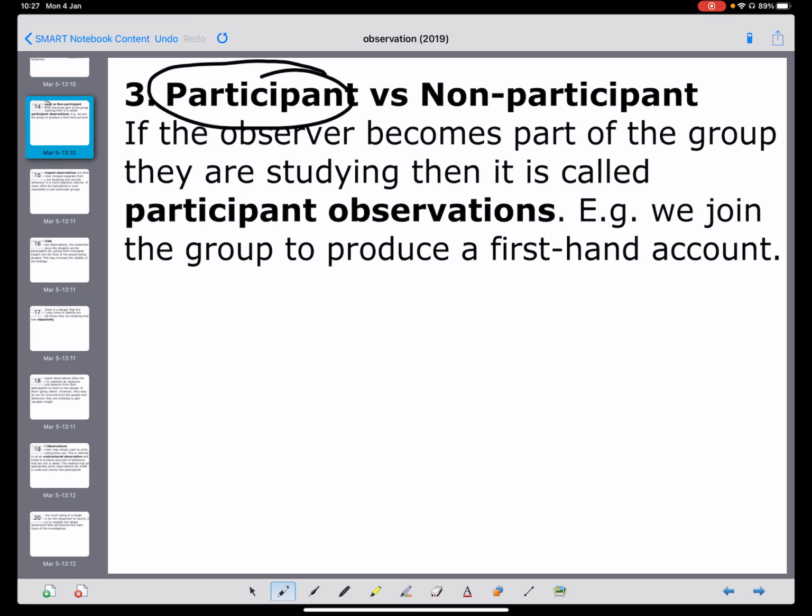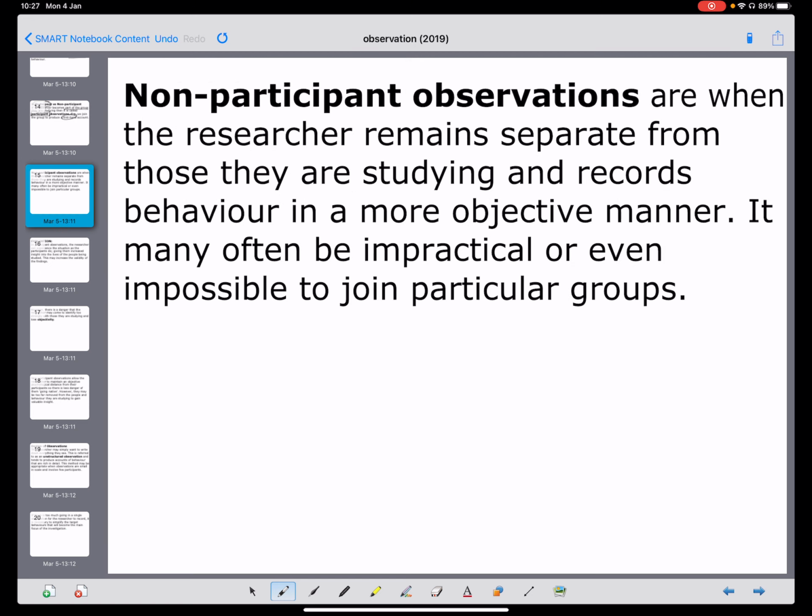So if you become part of the group, you're the participant observer. I suppose the classic would be some of those films where we see a police officer becoming a gang member. Okay, becoming part of the gang, you're a participant observer. So we have first-hand experience of what it's like. In contrast, if I am separate from the group, well, I'm a non-participant observer. See, not that difficult. And of course, I'm potentially more objective because I'm separated from the behavior itself.